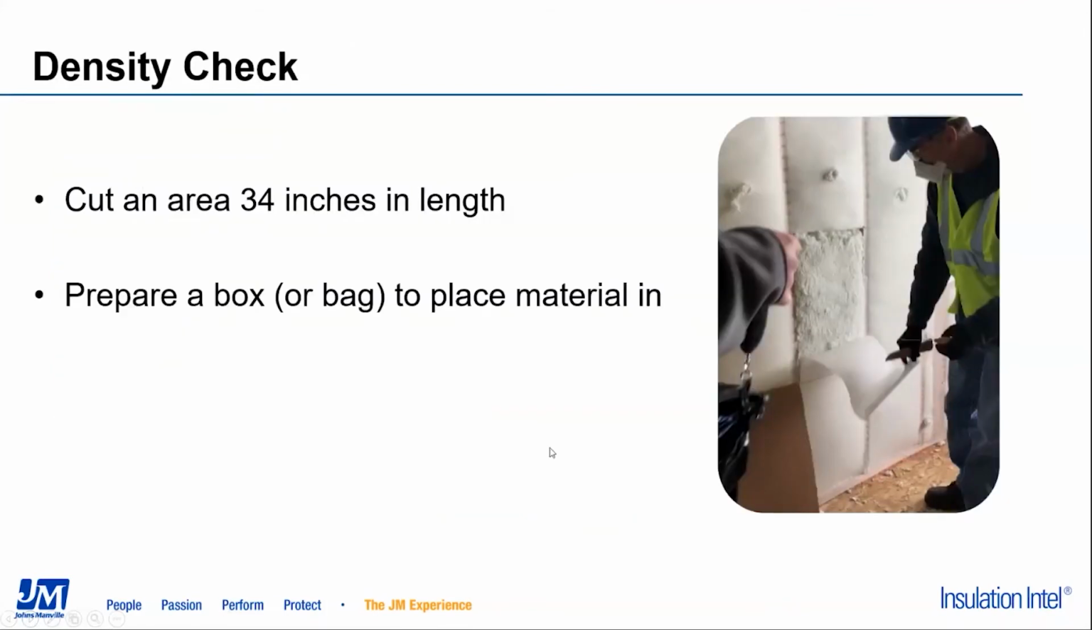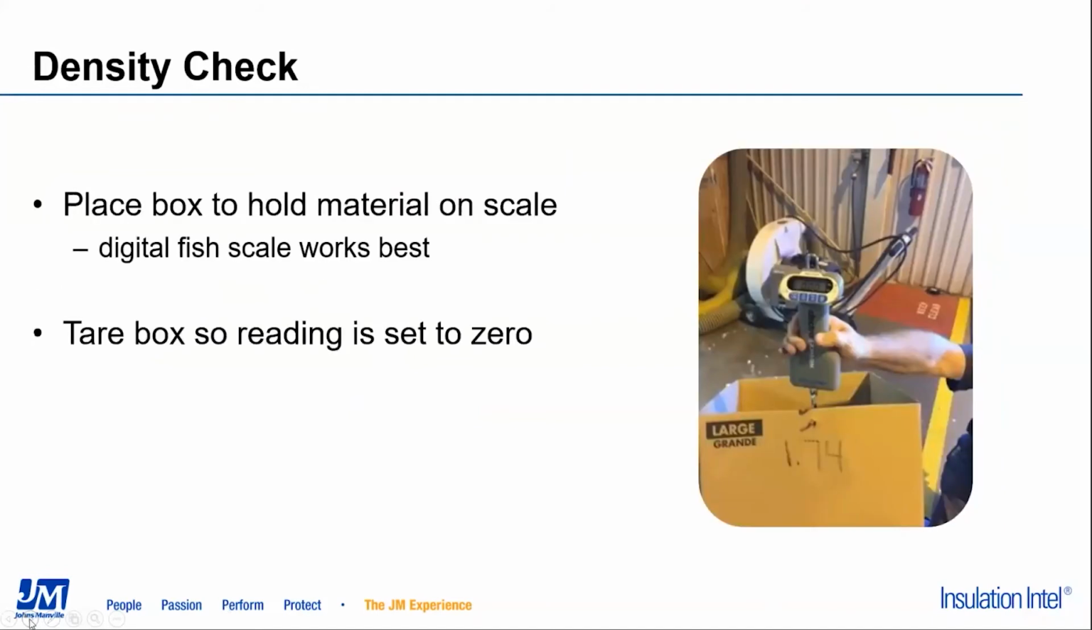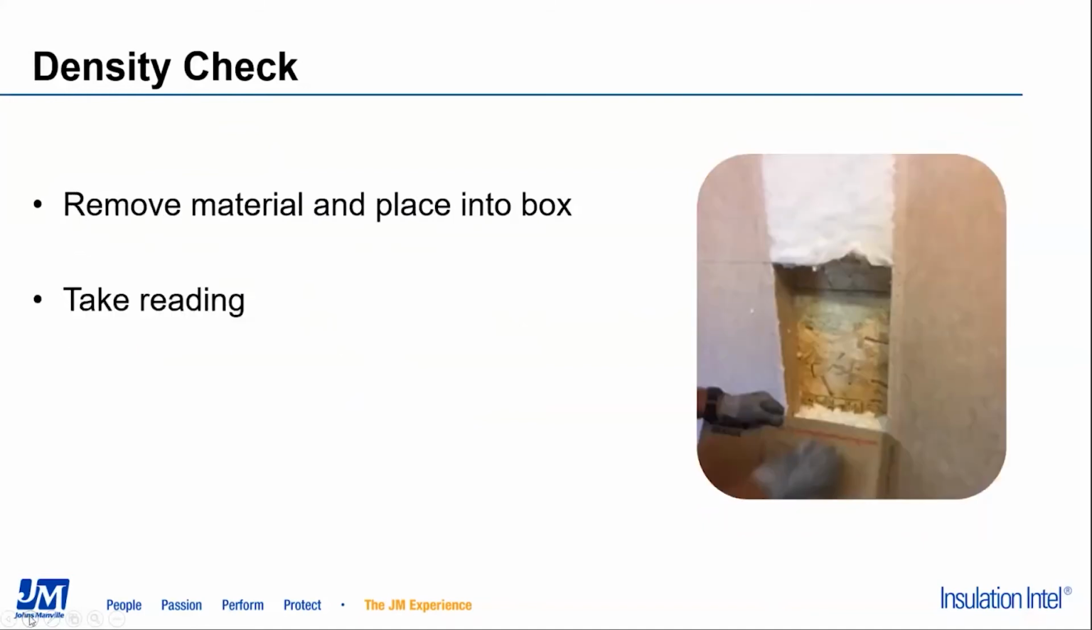So cut an area, remove a 34-inch section of netting and prepare your bag for weighing the fiber. Place a bag or box on the scale and tare it so that it is set to 0. Remove the material and place it into a bag or a box and take your reading.